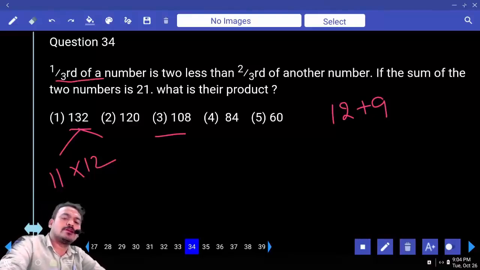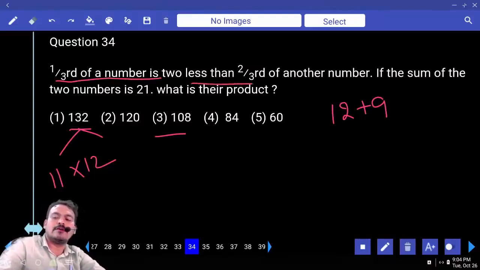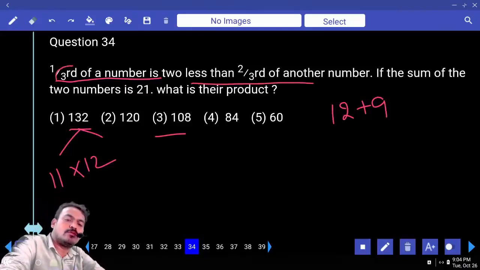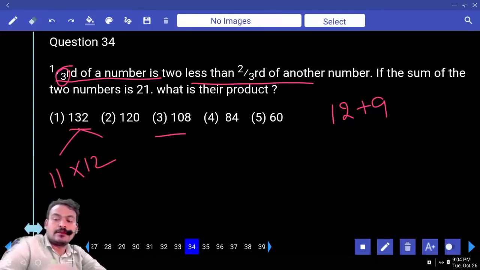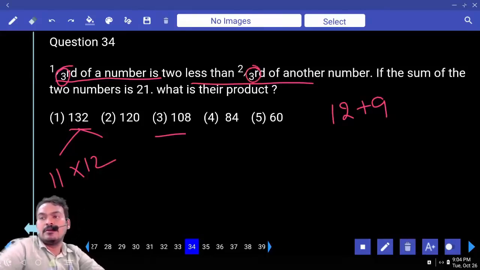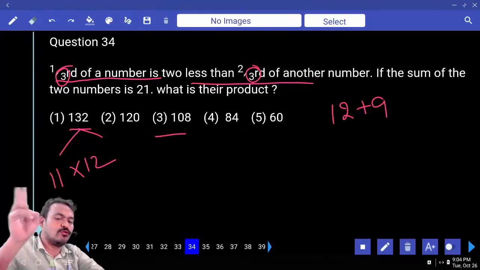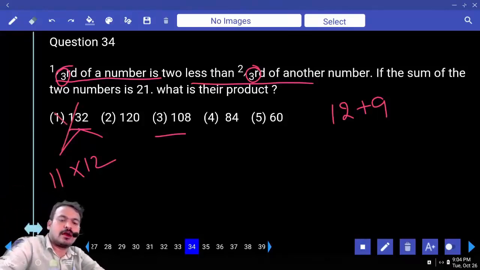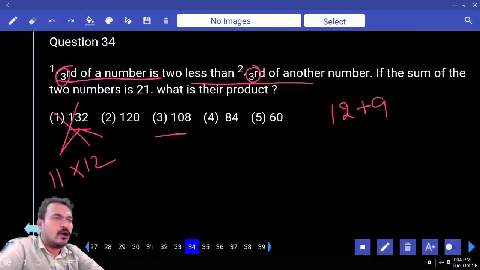And here the first statement is: 1/3 of a number is 2 less than 2/3 of another number. It means the first number is divisible by which one? 3. Is the second number also divisible by 3 or not? It means the two numbers must be multiples of 3, or not? Then the first option is eliminated, or not? Okay, but 11 plus 12 will be 23.